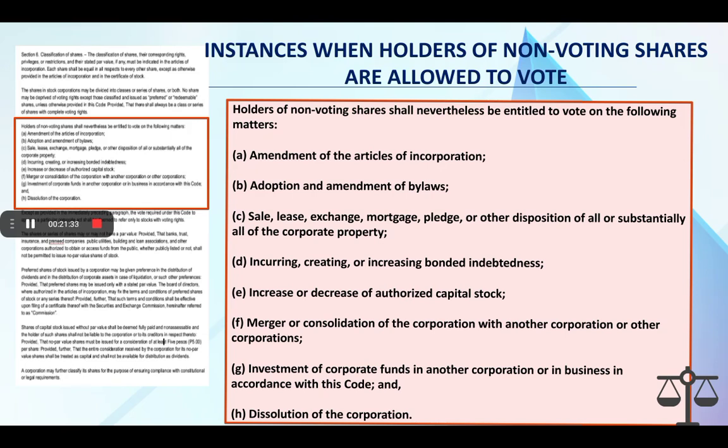So holders of non-voting shares shall nevertheless be entitled to vote on the following matters. First is amendment of the Articles of Incorporation. So, as long as nakalagay sa Articles of Incorporation na yung non-voting shares ay pwedeng bumoto, then they are allowed to vote. Halimbawa, kung nakasaad sa Articles of Incorporation na yung mga preferred shareholder is pwedeng bumoto, then pwede silang bumoto. Second is adoption and amendment of bylaws. So, the same lang din siya. As long as provided by bylaws, then pwede silang mag-vote.